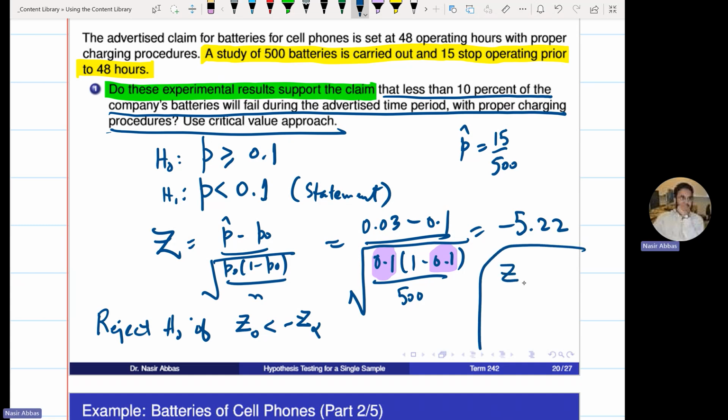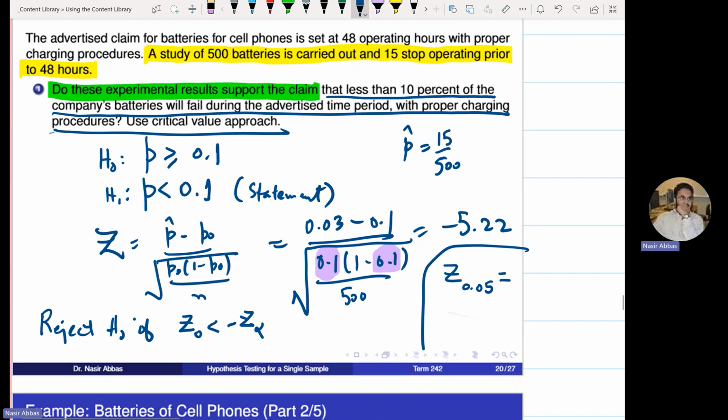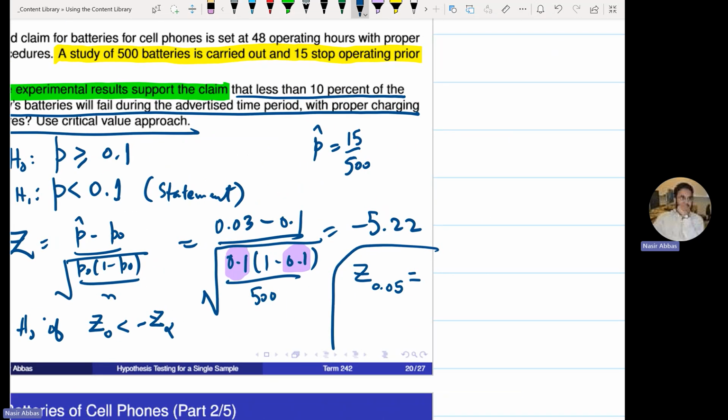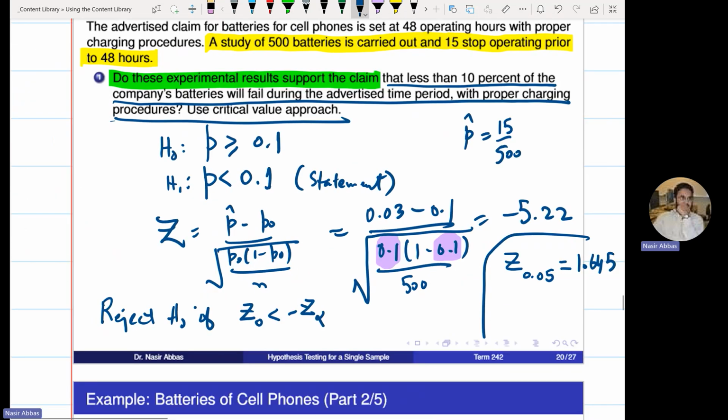0.05. So Z 0.05, when you go to the Z table, it will be between 1.64 and 1.65. You can take 1.64, you can take 1.65. I will take the middle of 1.64 and 1.65 because it's almost in the middle. So you will reject H naught if your computed value of Z is less than minus 1.645. Is it less than minus 1.645? Minus 5.22 is what you got. Is it less than minus 1.645?